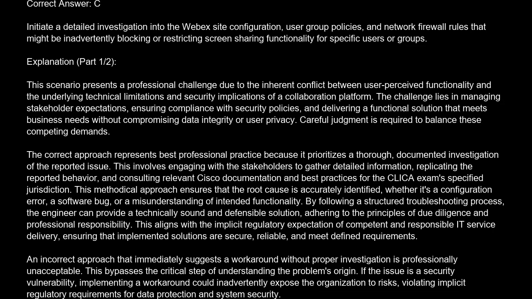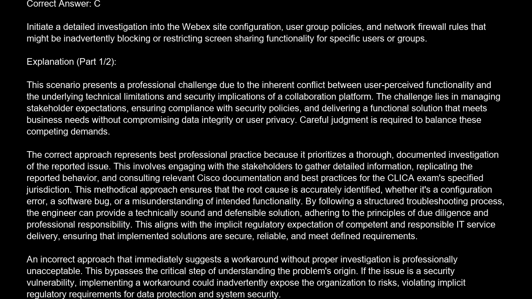Initiate a detailed investigation into the WebEx site configuration, user group policies, and network firewall rules that might be inadvertently blocking or restricting screen sharing functionality for specific users or groups. Explanation. This scenario presents a professional challenge due to the inherent conflict between user-perceived functionality and the underlying technical limitations and security implications of a collaboration platform.